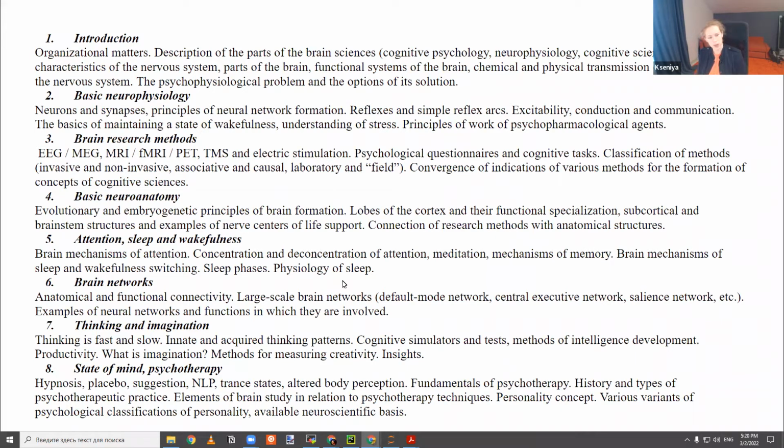Then we'll be closer to cognitive neuroscience. We'll have a lecture about thinking and imagination, about some mechanisms, and about insights and creativity, how we can find out if a person is creative or not with the help of brain imaging. And the last lecture will be about some states of the mind, some ordinary states of the mind, and some altered states of the mind.